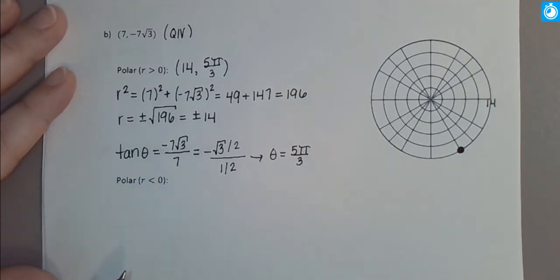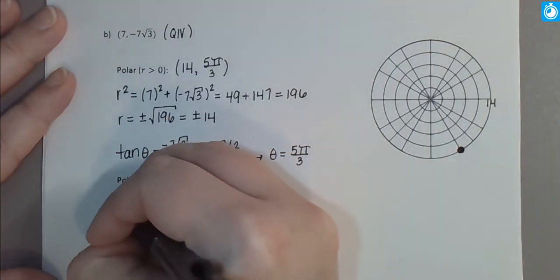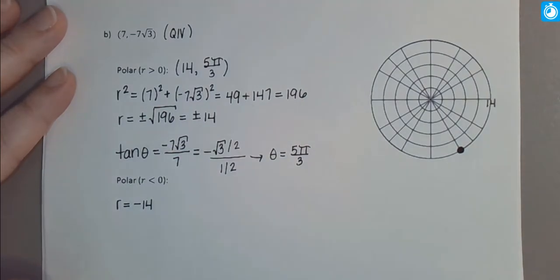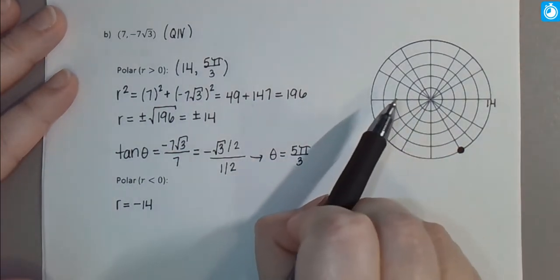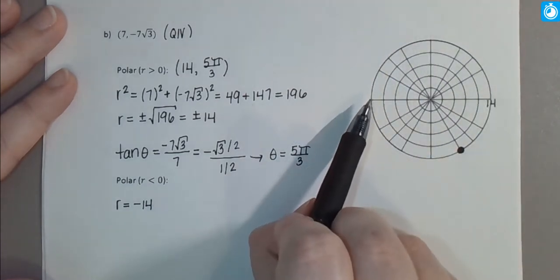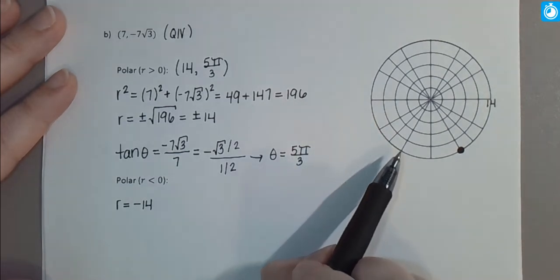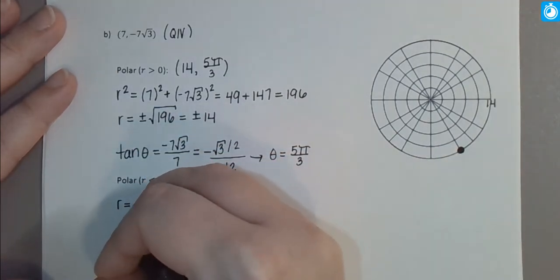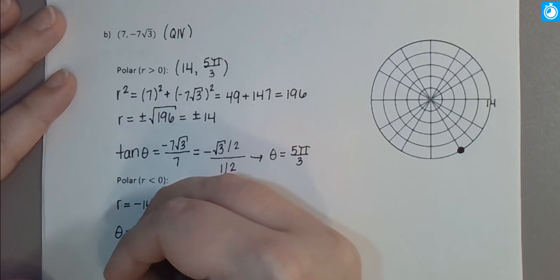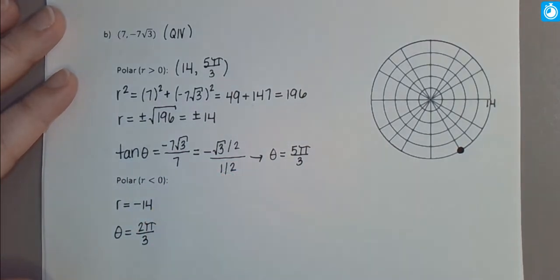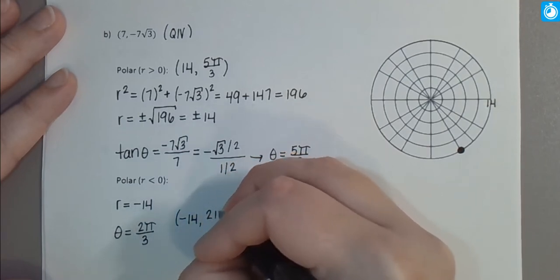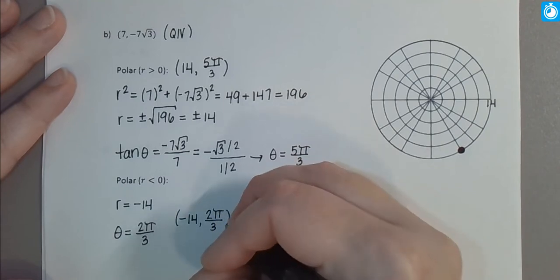Now, what if we wanted r to be negative? Well, we know in order to take us to the correct ring, it would have to be -14 rather than negative anything else. What about our theta? Well, -14 means we'd start on the same ring, but on the negative side of the polar axis. How far would we have to rotate from there? So this would be pi over 3 radians, and that would be 2 pi over 3 radians. So theta is going to be 2 pi over 3. So our other polar pair would be -14 and 2 pi over 3.